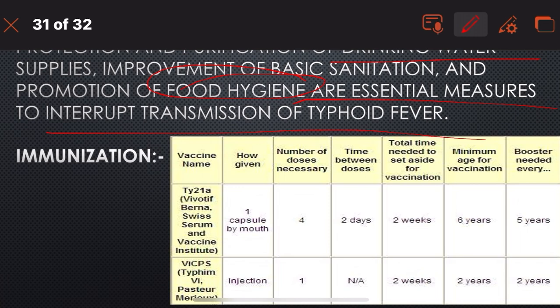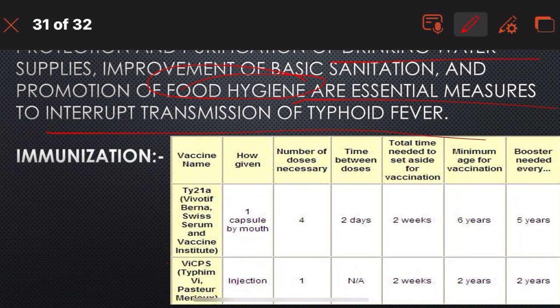vaccine. It is an injectable vaccine for preventing typhoid fever, a serious bacterial illness caused by Salmonella typhi. So this Typhim Vi is a typhoid fever vaccine. It is an injectable vaccine which was produced by Pasteur.